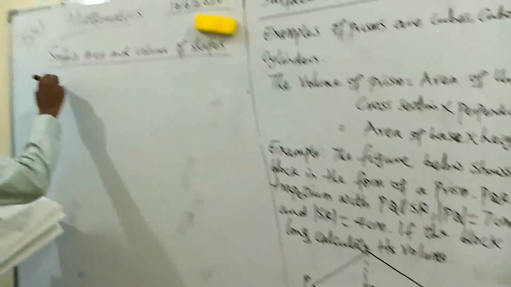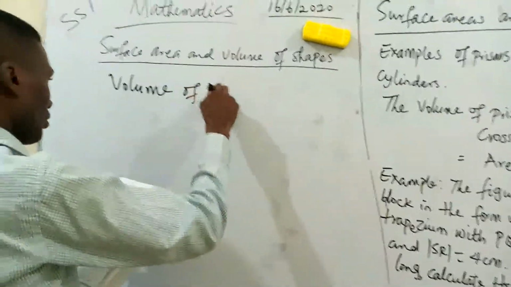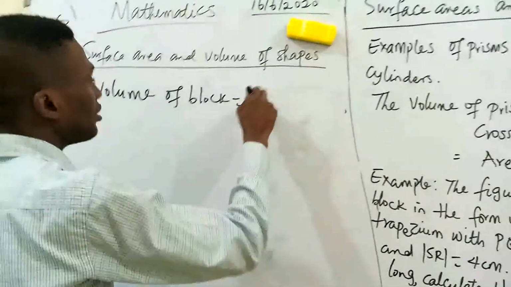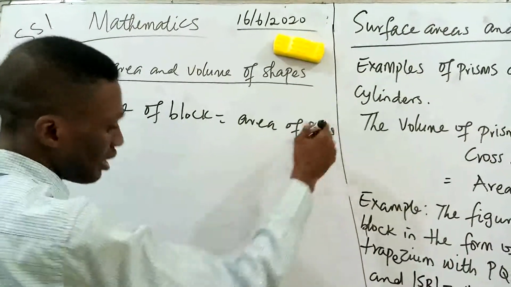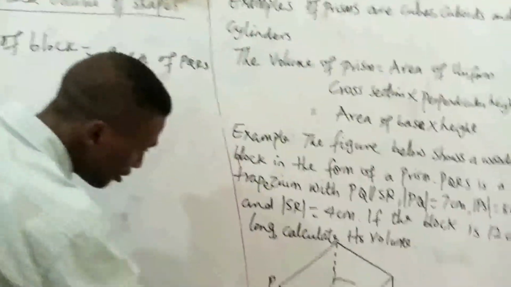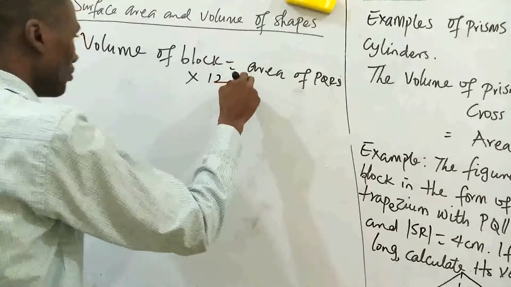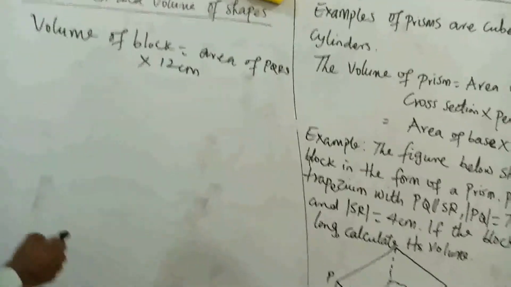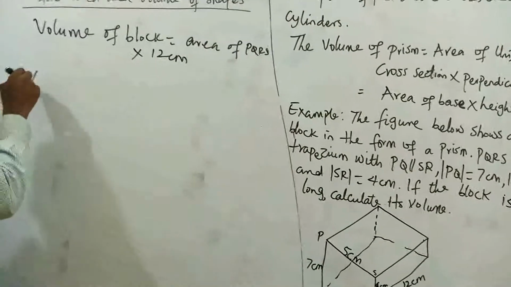So we say volume of block will give us area of PQRS, that's PQRS, this trapezium, then times our height of 12 cm. Okay, we first find the area of the trapezium.